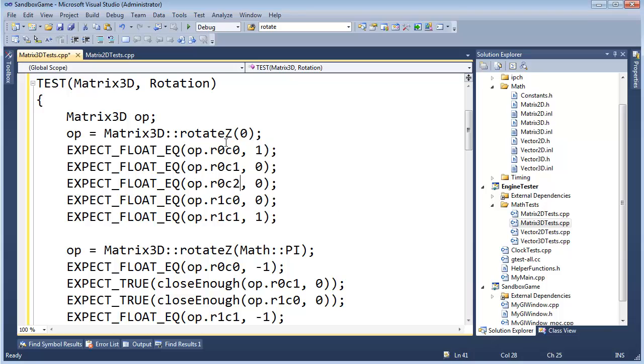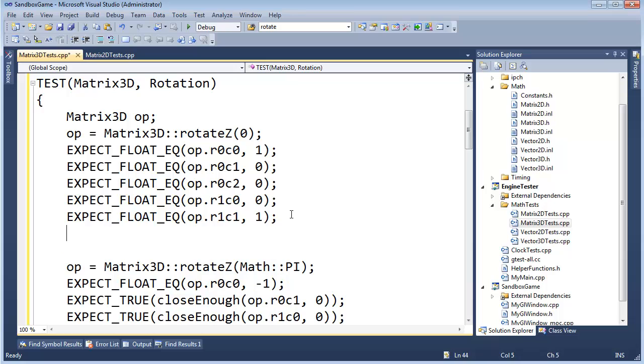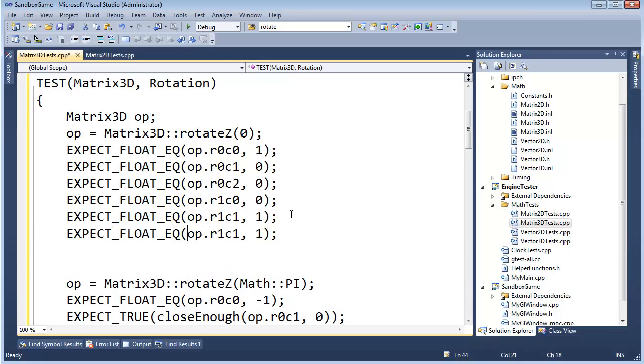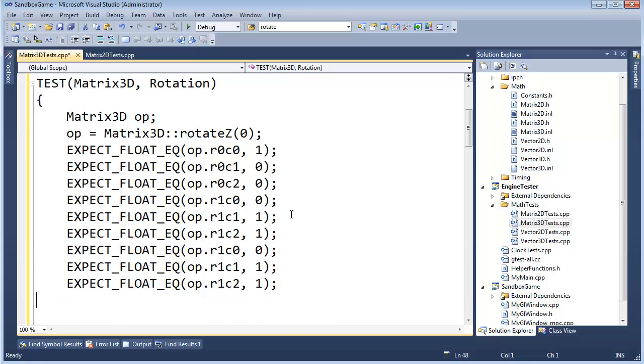So row 0, if we rotate around Z0, that should be the identity matrix. So let's see if we can. How are we going to make this easy? Row 1, column 1, 2, and then let's grab this like so. Control C, Control V. But now this is going to be row 2. And then we should just expect the identity matrix to come out of this. So 1, 0, 0, 0, 1, 0, 0, 0, 1. So that should give us the identity matrix.